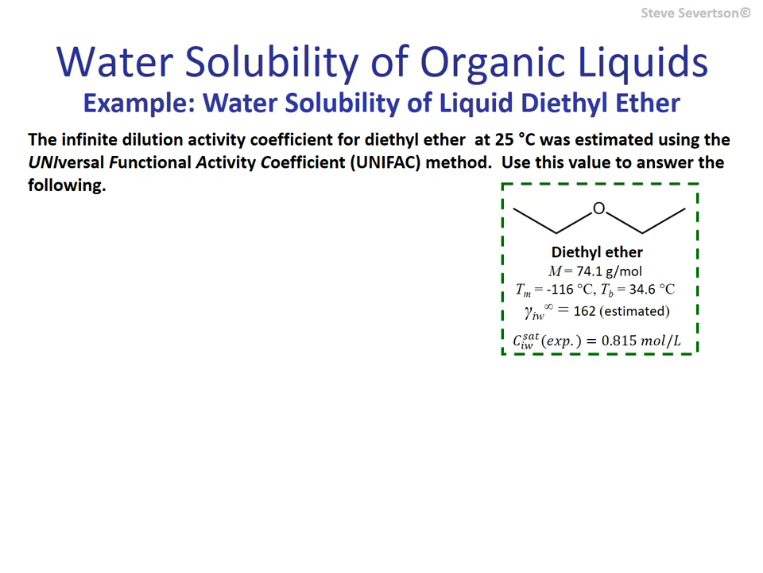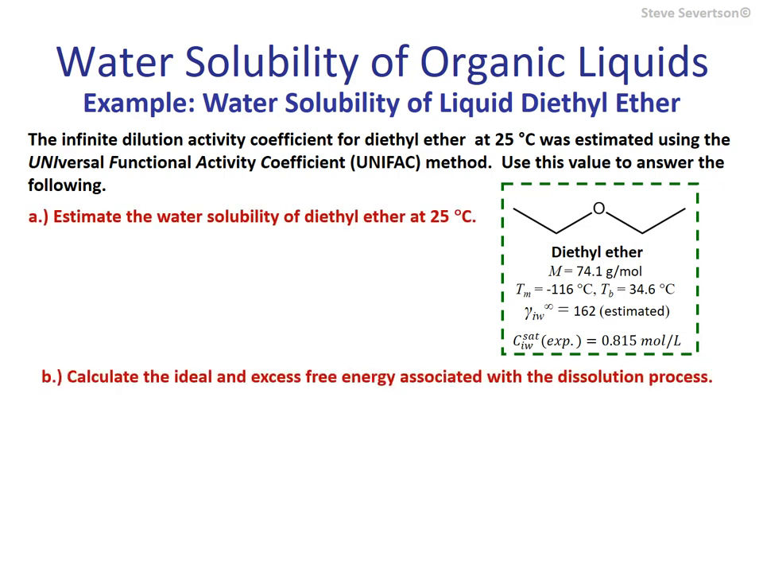The example asks us to use the infinite dilution aqueous activity coefficient calculated for diethyl ether using UNIFAC at 25 degrees Celsius to both estimate its water solubility and calculate the ideal and non-ideal or excess free energy associated with the dissolution process. Diethyl ether has a melting point of negative 116 degrees C and a boiling point of 34.6 degrees C. Thus, it is a liquid at the temperature of interest.